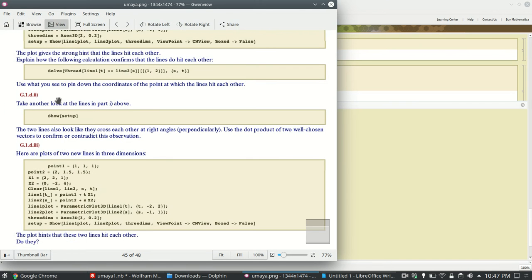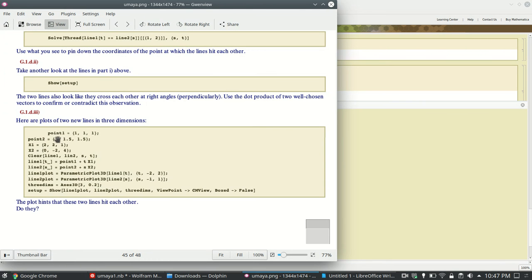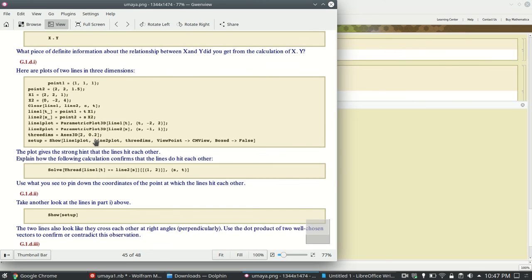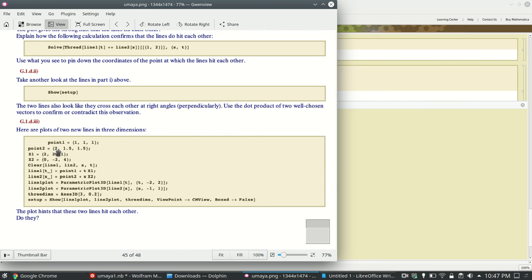And the last question gives you a different point 2, different x1, different x2, and the line 1 and line 2 equations are much the same, and the ranges for the t and s parameters are the same. I think point 2, x1, and x2 are the different things. Yeah, point 1 is the same, but point 2, x1, and x2 are different.